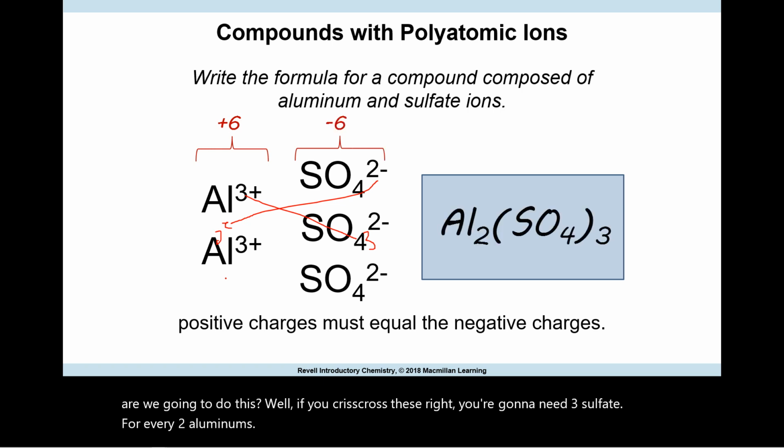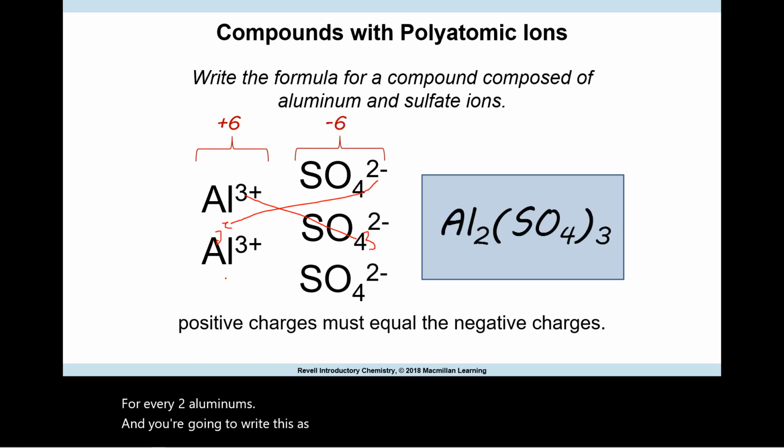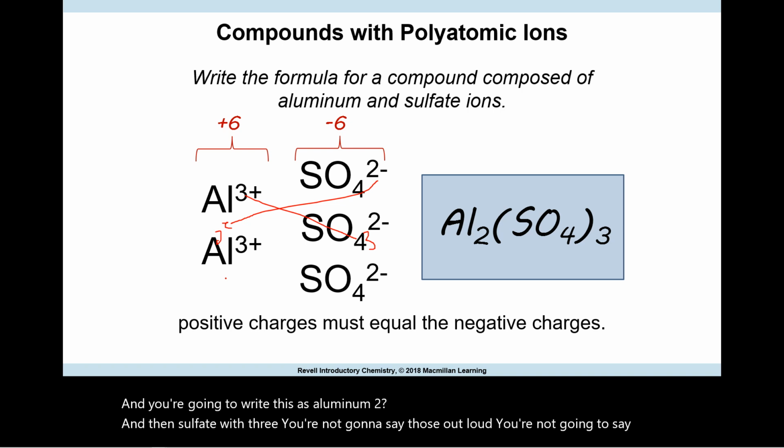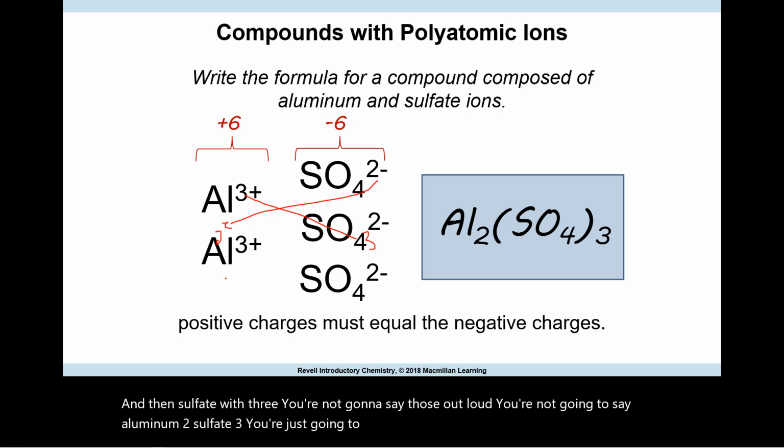And you're going to write this as aluminum 2 and then sulfate with 3. You're not going to say those out loud. You're not going to say aluminum 2, sulfate 3. You're just going to say aluminum sulfate.